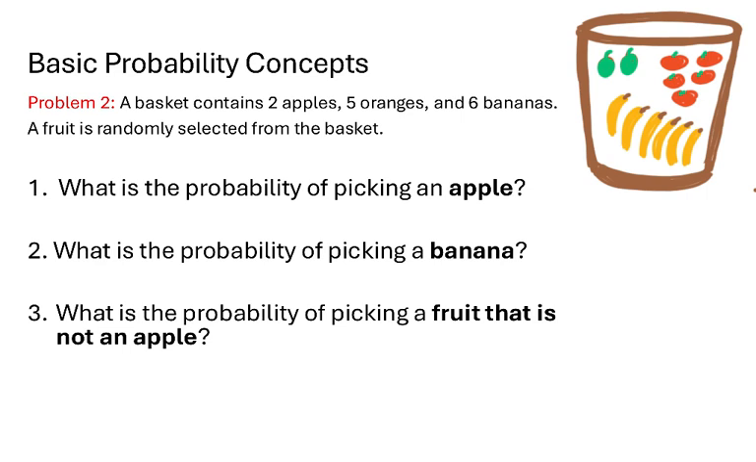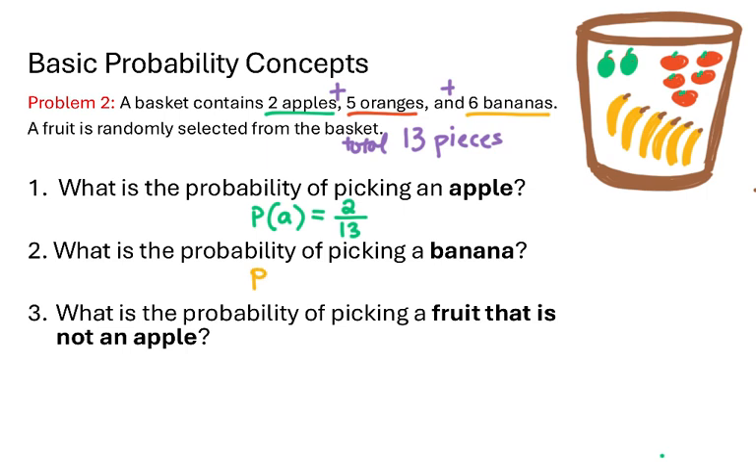Okay, this next problem is similar. We've got 2 apples, 5 oranges, and 6 bananas. Sometimes they don't tell you the total, so we have to add them all up to realize that in total there are 13 pieces of fruit. Okay, so now we can read the question. What's the probability of picking an apple? When they are asking the probability of an apple, that's the number of favorable outcomes, so there's 2 apples, out of the total number of outcomes, which is 13 pieces of fruit.